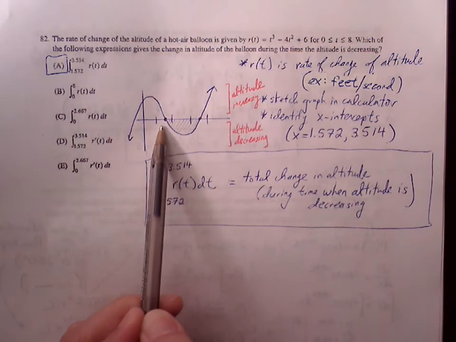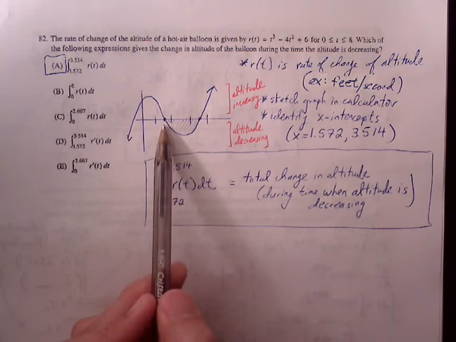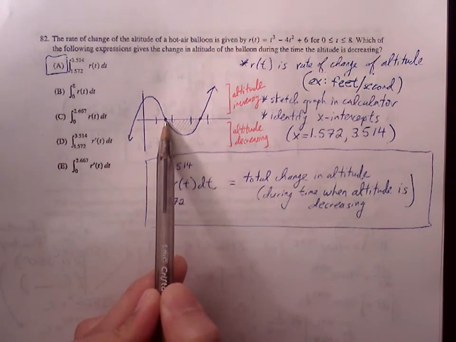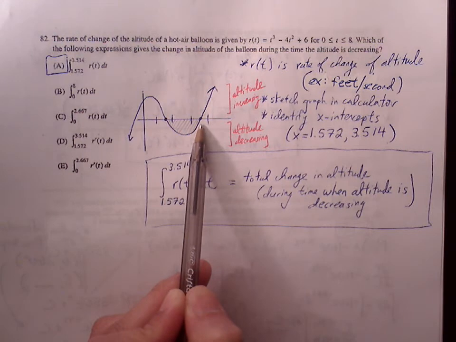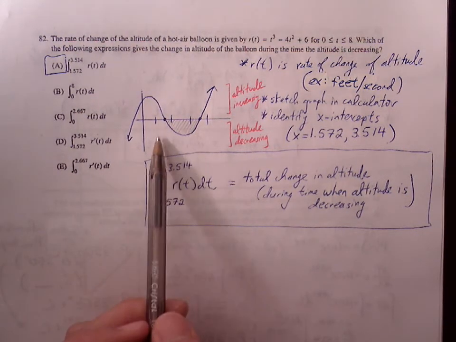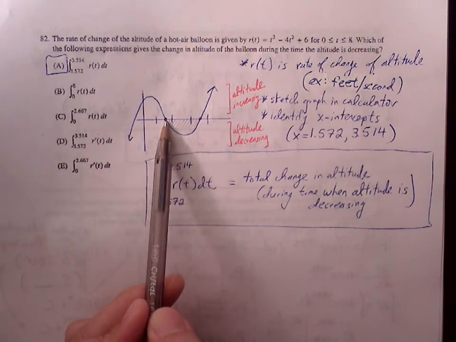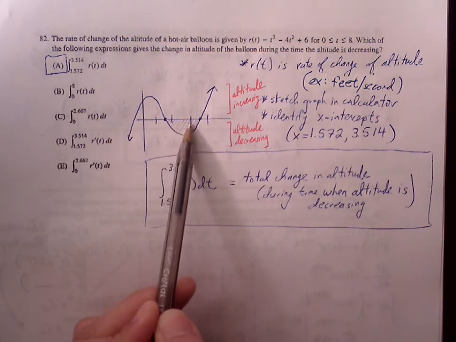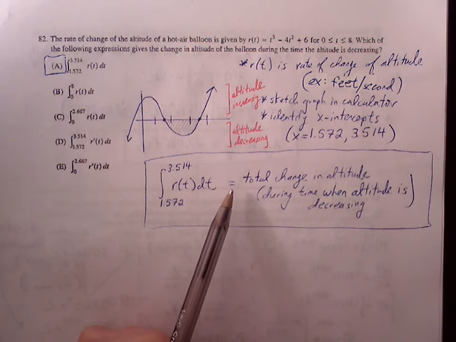So we can use our calculator feature to find the zero. If we do second trace 0, we can find these x-intercepts. These x-intercepts are at 1.572 and at 3.514. So if we accumulate the definite integral from 1.57 to 3.514, we can figure out the total change in altitude during the time when altitude is decreasing.